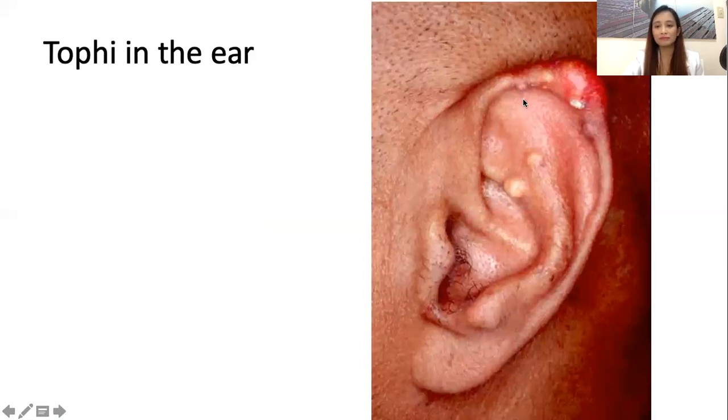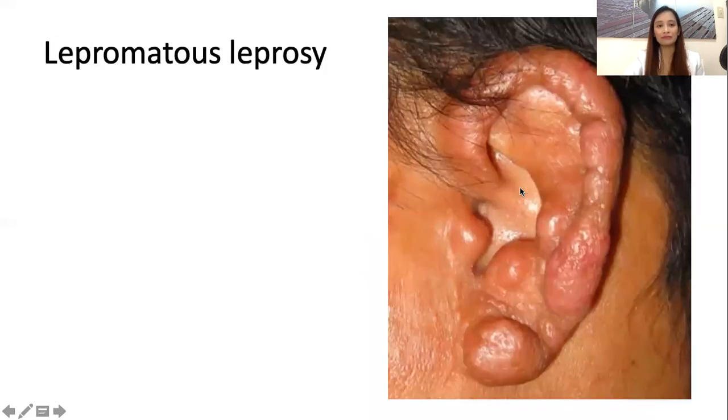And then you can also have some tophi in the ear. That can be seen with patients with tophaceous gout. You can also observe tophi in the ear aside from tophi in your joints. So when you see that, you can examine the joints and look for other tophi. This one, a deformity, you see in lepromatous leprosy. So some of those with severe leprosy can have very, very deformed ears.